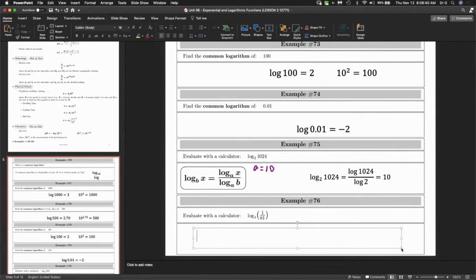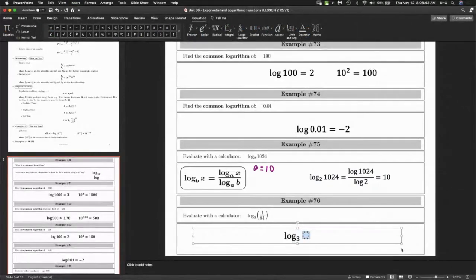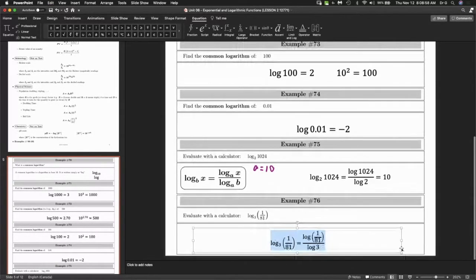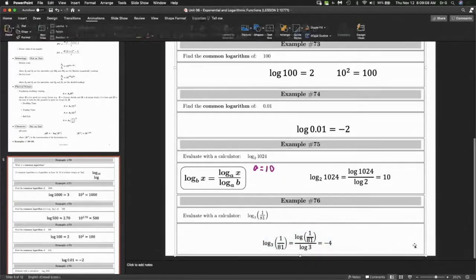So let's play that game a little bit more here. So log base 3 of 1 over 81 would equal a fraction, and be log base 10, so just log of 1 over 81 over log of 3. And that would equal what? What would that equal? Thank you, Siobhan. There you go. -4. And of course it is, because 3 to the -4 is equal to 1 over 81. So that is good.